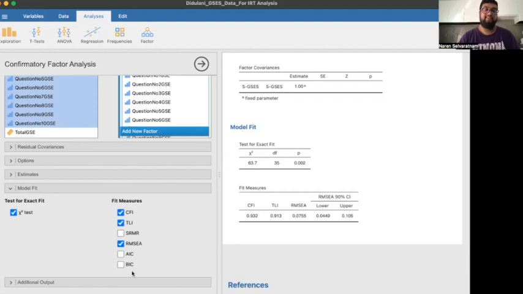You can use AIC, BIC as well. Now, in item response theory, for certain models, for the model testing, we use AIC and BIC. But here, we are going to use the exact fit, goodness of fit index, and then CFI, TLI, and RMSEA. So CFI value is 0.932, TLI is 0.913, and RMSEA is 0.07.